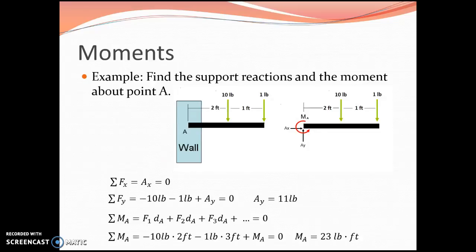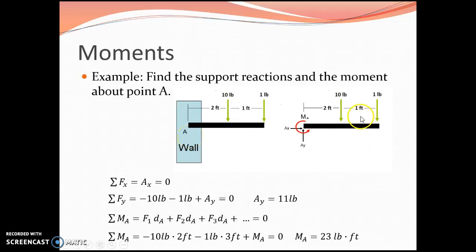Things are going to get a little more complex here. Hopefully you're not too scared. This is basically adding what we did before and adding in the new thing, moments. So you guys have already found support reactions at a point. So first step is you draw a free body diagram. We have this cantilever, they call it, that's stuck in a wall. Let's say somebody's pressing down with 10 pounds, somebody's pressing down with 1 pound. This 10-pound force is 2 feet away from point A. The 1 pound one would be 2 plus 1. It'd be 3 feet away from point A.